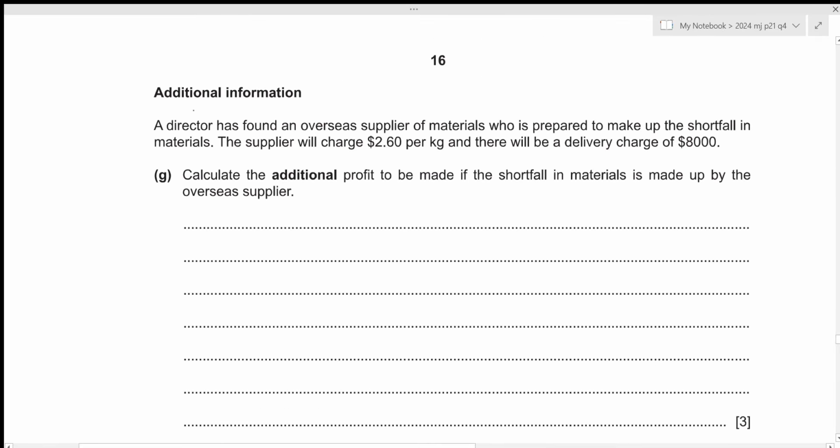We have been given additional information. A director has found an overseas supplier of materials who is prepared to make up the shortfall in materials. The supplier will charge 2.6 per kg and there will be a delivery charge of 8,000. We need to calculate the additional profit to be made if the shortfall in materials is made up by the overseas supplier. In this case, we're only concerned with the additional profit. So the first thing we can calculate is the additional units of B that can be prepared now.